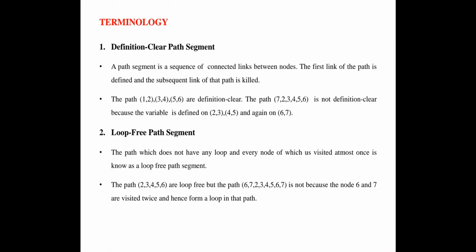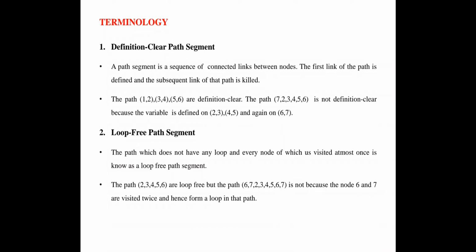Okay, see, the path 2, 3, 4, 5, 6 is loop free, but the path 6, 7, 2, 3, 4, 5, 6, 7 again gets the node numbers 6 and 7. That means it is a loop. That's why it is not a loop free path. The first path which you have taken, 2 to 3, 3 to 4, 4 to 5, 5 to 6, does not have a node repetition. That is called a loop free path segment.